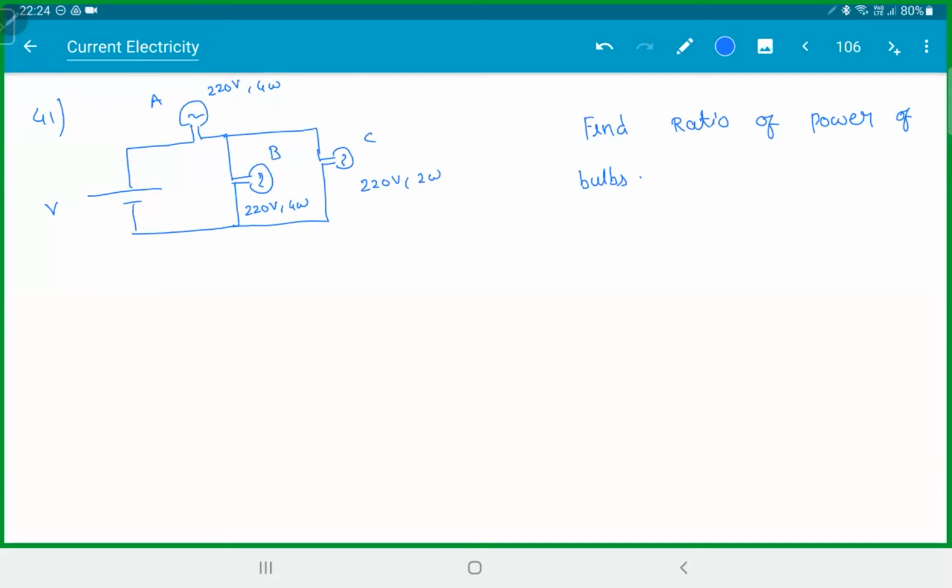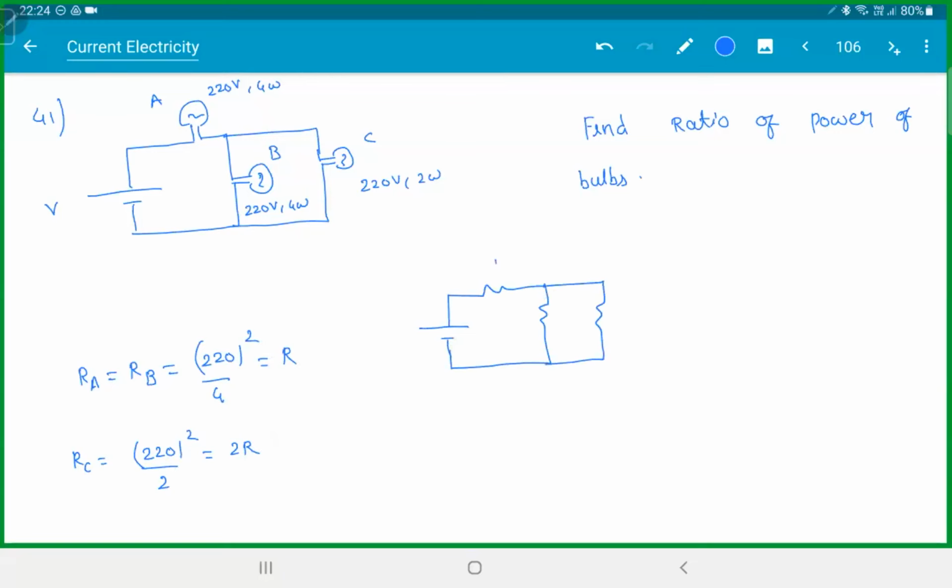How do we do this? Sir, we have to put a junction. You don't have to do anything. First find the resistance of the bulbs. RA, RB will be 220 squared by 4. Let's call this R. RC will be 220 squared by 2. This will be 2R. Like I said, I'm not interested in the exact current value. I just want the ratio. So this is R, and this is 2R.